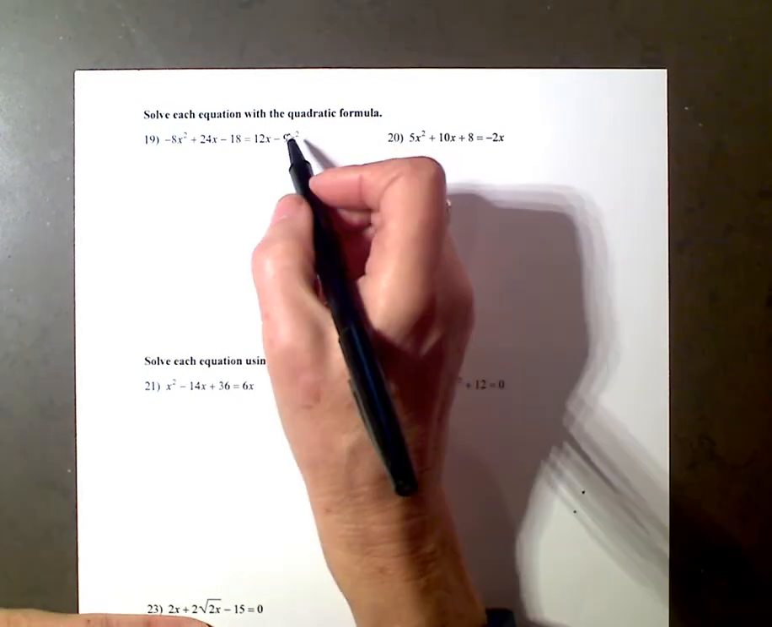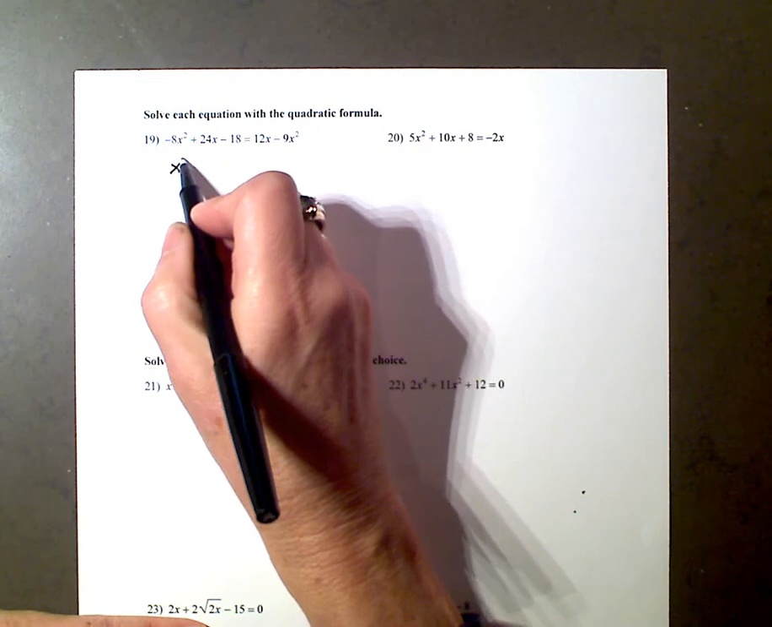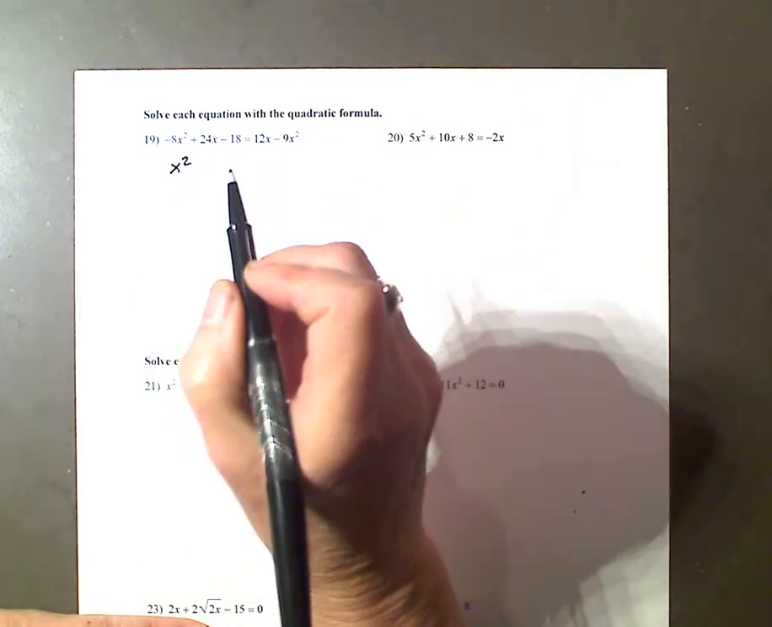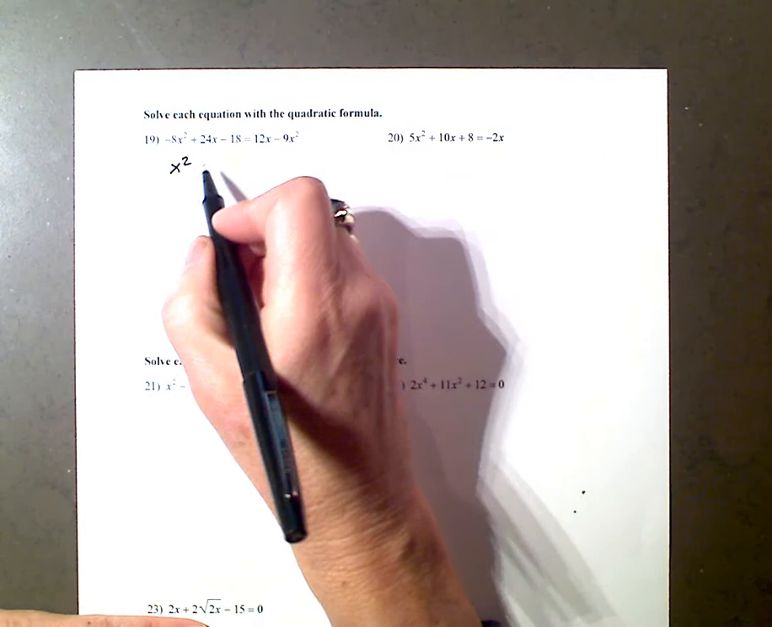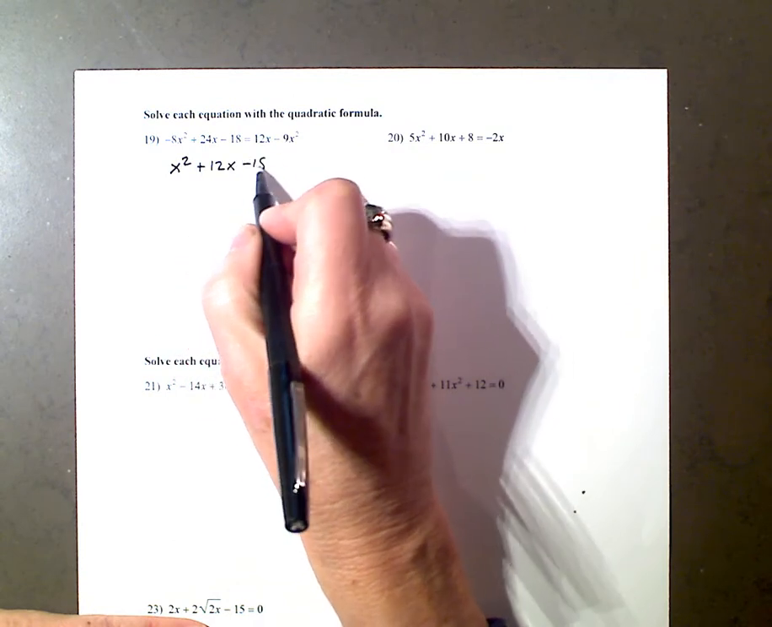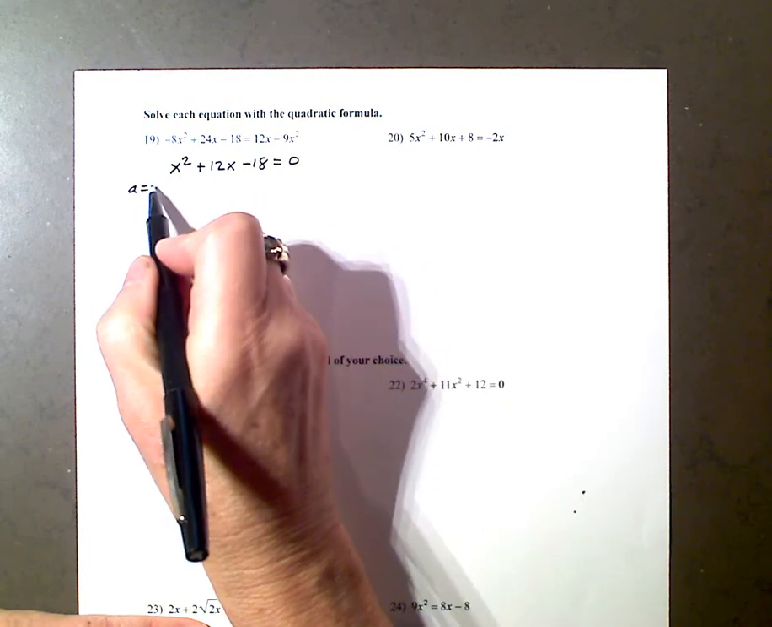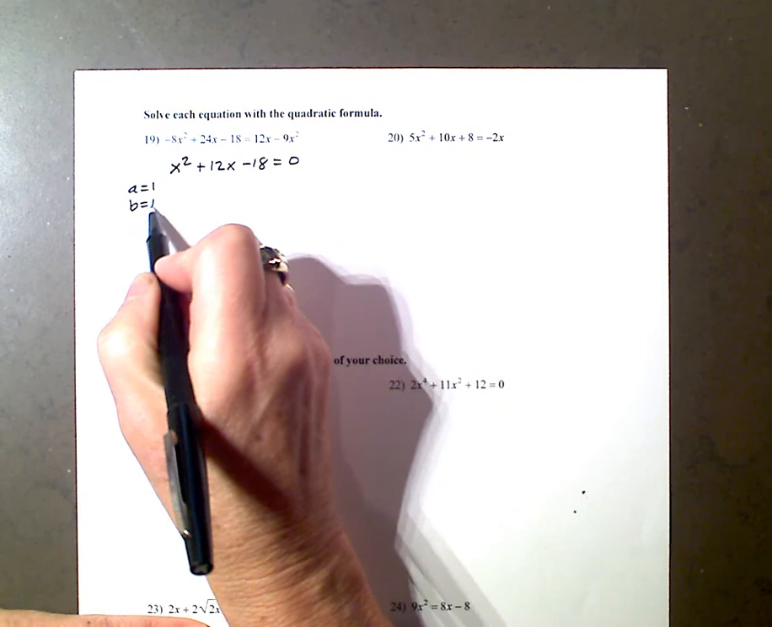So I'll get everything on one side. If I add 9x squared to both sides, I'll just have a 1x squared on the left. If I subtract 12x from both sides, I'll have a positive 12x on the left. Minus 18 is 0. So in this, A is 1, B is a positive 12, and C is a negative 18.